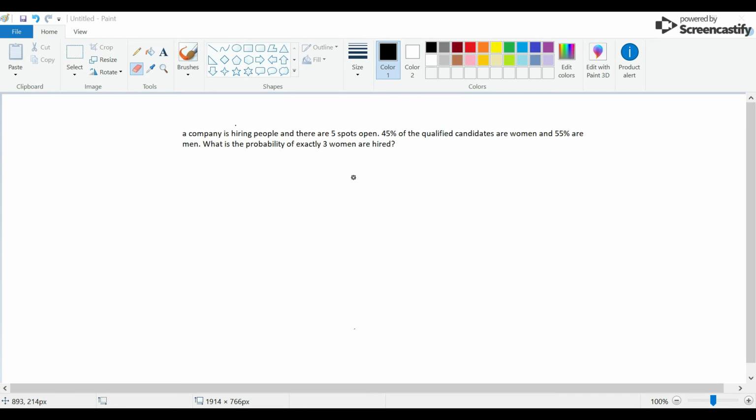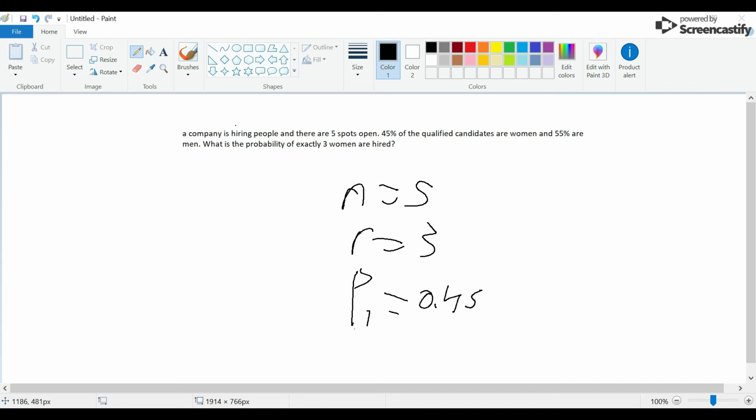Well, we know that N equals 5 because that's how many spots are open. That means that's the trial. R is 3 because that's the amount of what we want. P, I am naming this P1 because that's the first one, is 0.45 because 45% divided by 100 is 0.45, and that's the probability of women. P2, which is the second P, is 0.55 because that's the probability of getting a man.